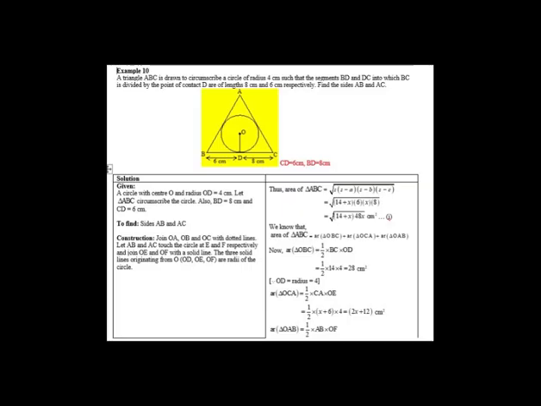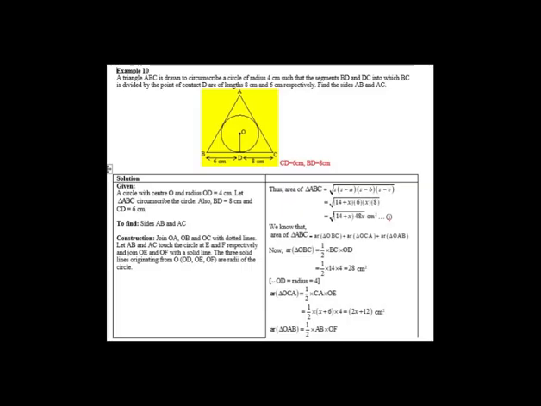We know that area of triangle is equal to half into base into height. Now area of triangle OBC is equal to half into BC into OD, which is equal to half into 14 into 4. Therefore, area of triangle OBC is equal to 28 centimeter square.